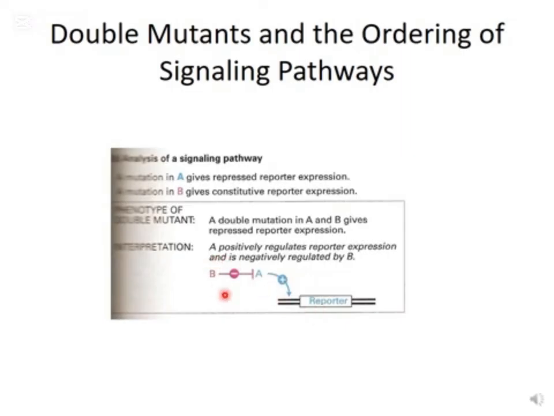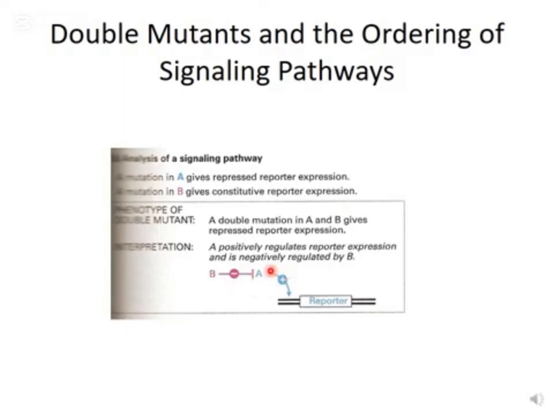However, if there's a mutation in B, that would increase the level of A and hence increase the amount of the reporter. So in the case of a double mutation, if this is mutated and this is mutated, then the reporter is going to be less expressed and repressed because A positively regulates the reporter expression and is negatively regulated by B.